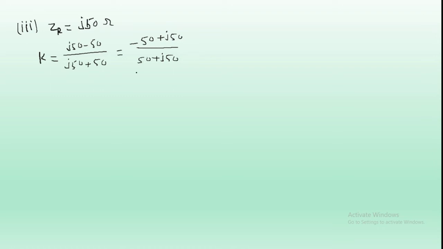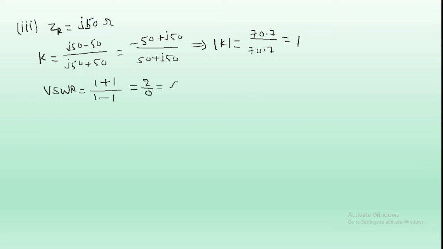So take the magnitude on both sides. The magnitude of the numerator term is 70.7, divided by the magnitude of the denominator term, which is 70.7. The magnitude of the reflection coefficient is 1. And next, calculate the voltage standing wave ratio. VSWR is equal to 1 plus magnitude of K by 1 minus magnitude of K. 2 by 0 is infinity.